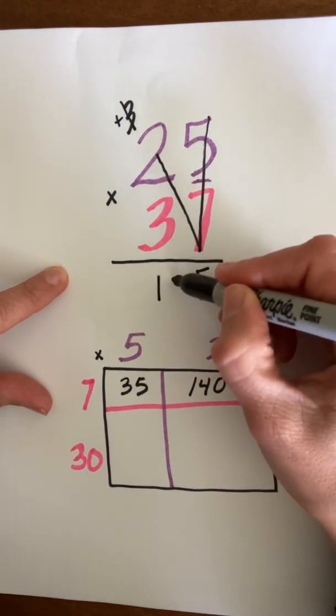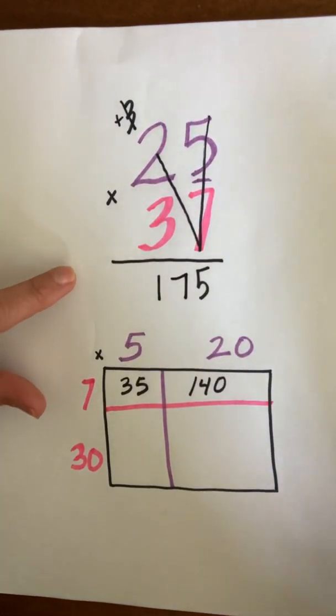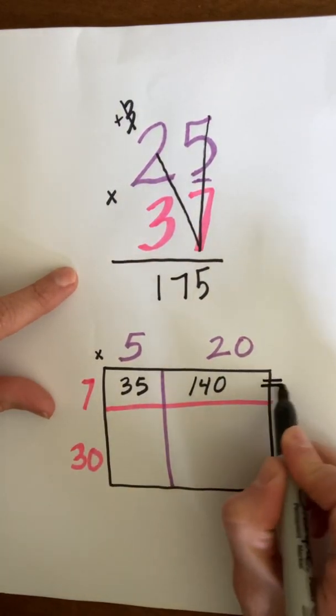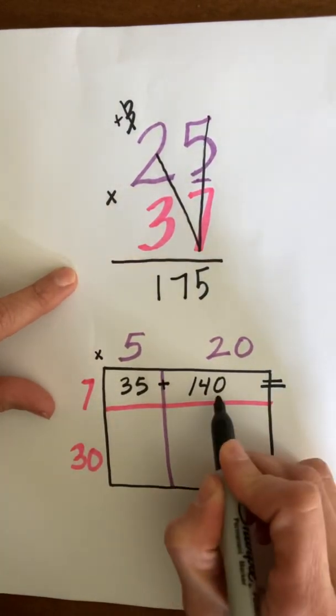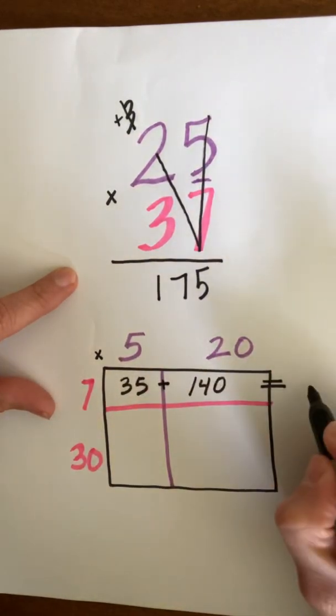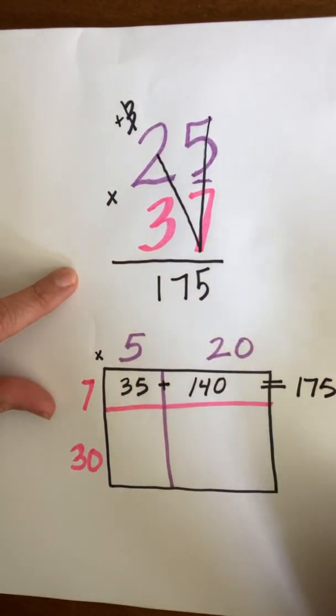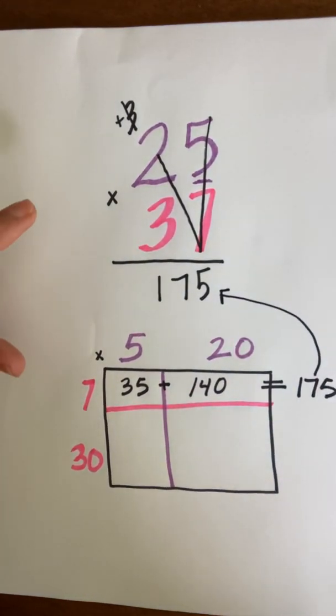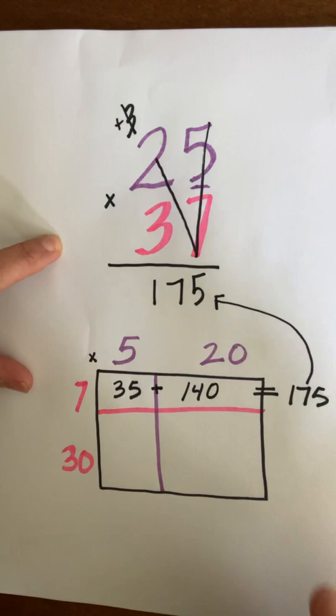17, okay? And if you look, add this row up, 35 plus 140, and you get 175. So seeing how this and this are connected. Okay, and let's look at the next part.